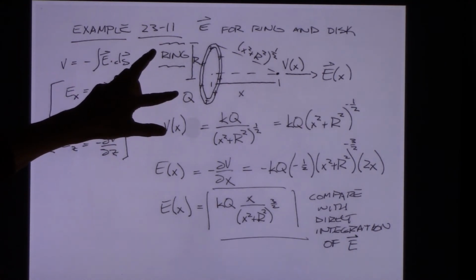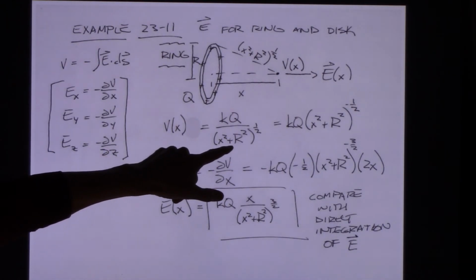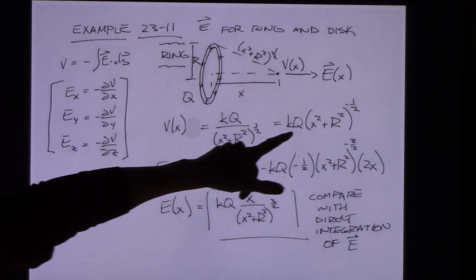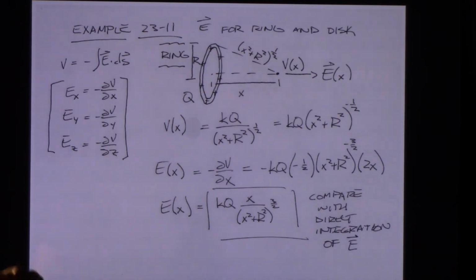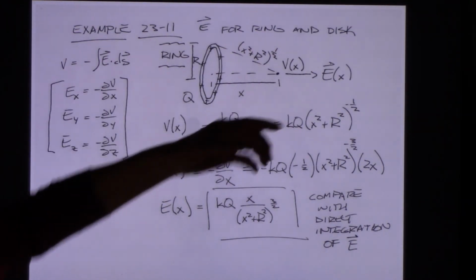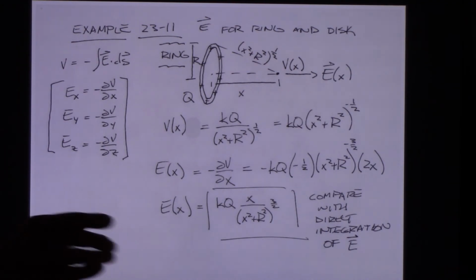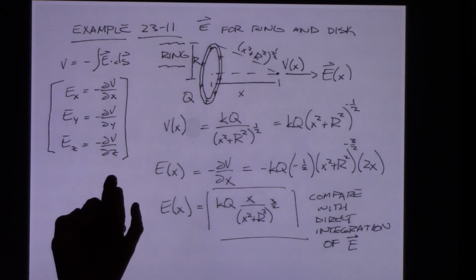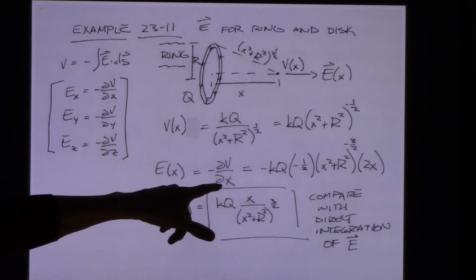So let's try this with a ring. With the ring we had gotten this formula, kq over (x squared plus r squared) to the half, which we could write this way. We need to take a derivative. Now, we know that the electric field is going to be exclusively in the x direction. If I am looking at locations just along the axis, I really only have to do that one partial derivative.